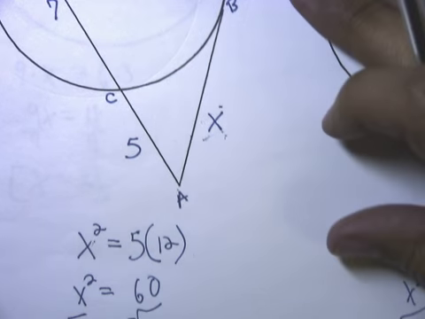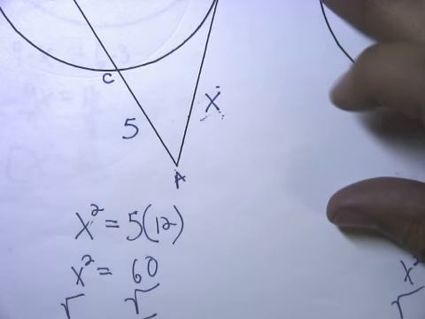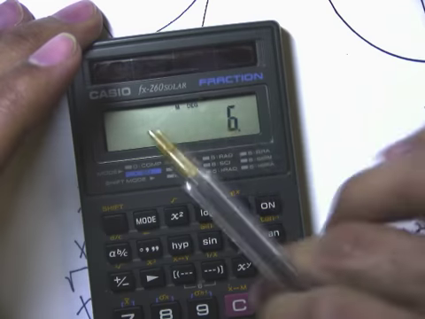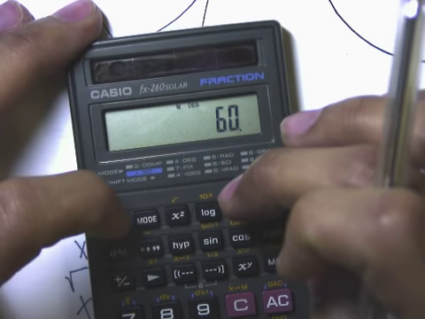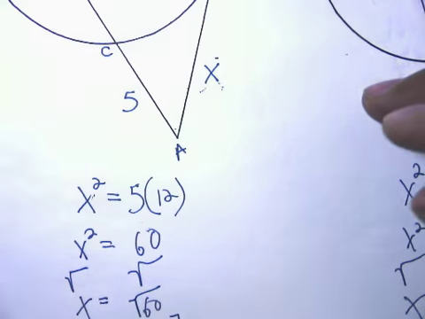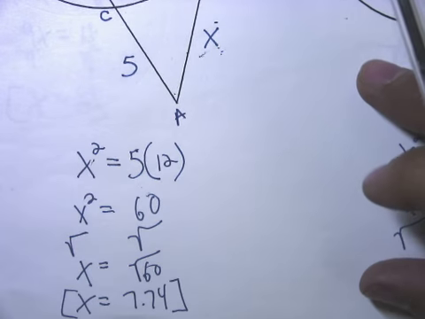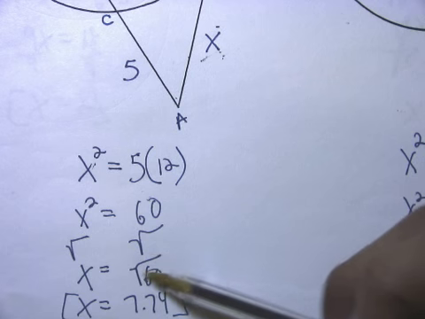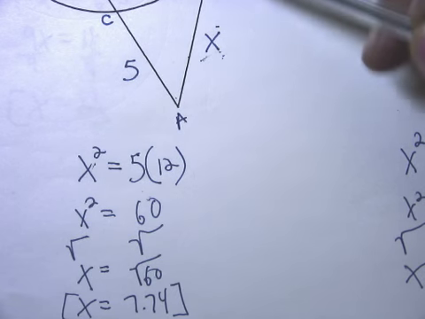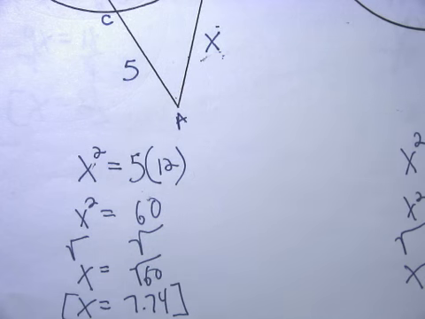I don't want x squared. I just want x. So I'm going to take the square root of both sides. The square root of x squared is going to be x. The square root of 60 is going to be the square root of 60. And I'm going to plug that into a calculator here. So 60, shift, square root, and I get 7.74. So when I plug it into a calculator, x is equal to 7.74, or the square root of 60 is equal to 7.74. So this little part right here, my tangent line, is 7.74 units long.